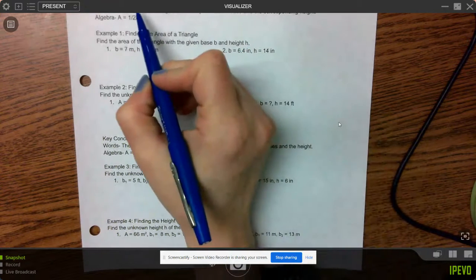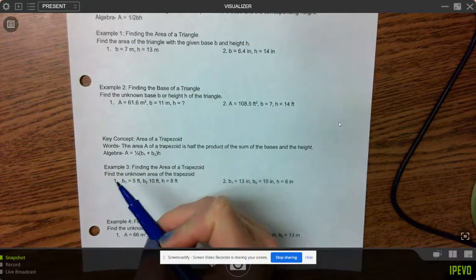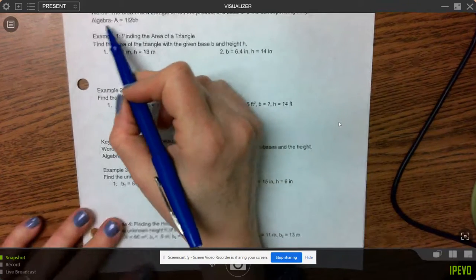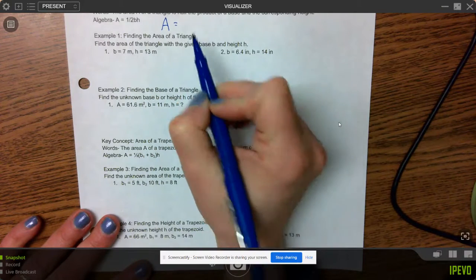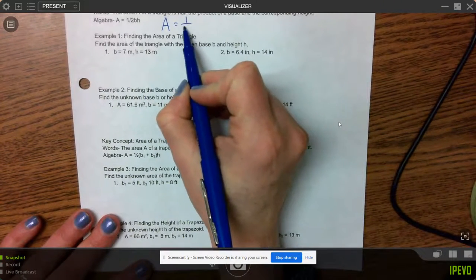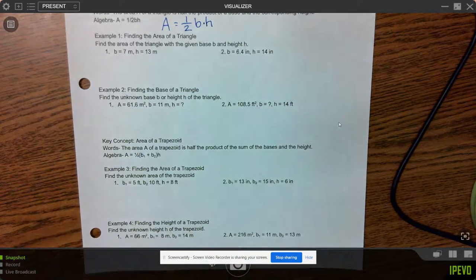Multiplication. When we have product, it means we're going to multiply. So our area, with our algebra, that area equals 1/2 of our base times our height. Just like we needed to know the area of the rectangle's length times width, you need to know the area of a triangle is 1/2 of the base times the height.